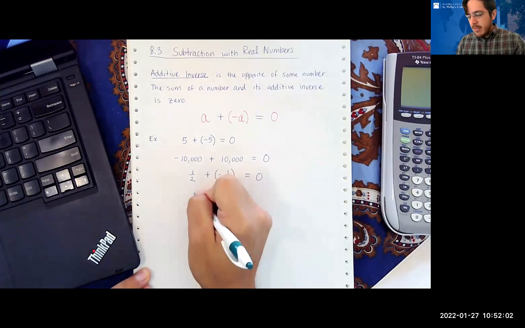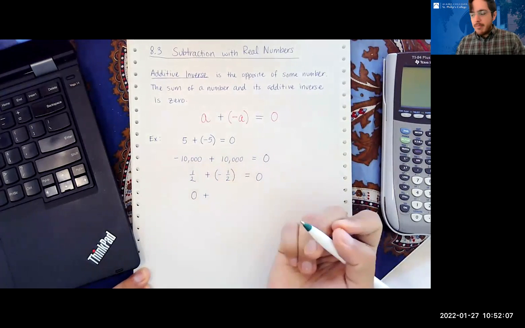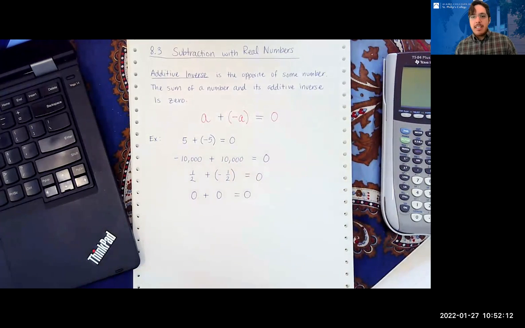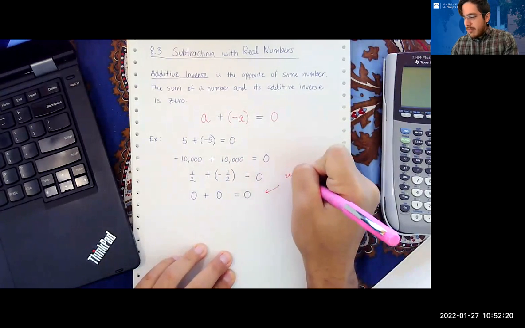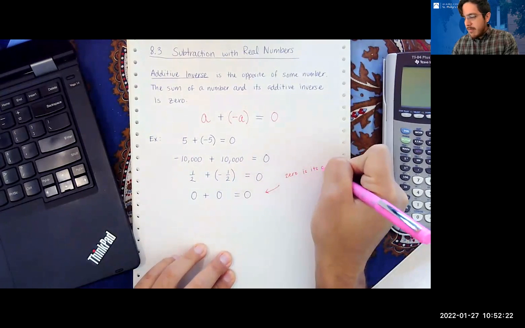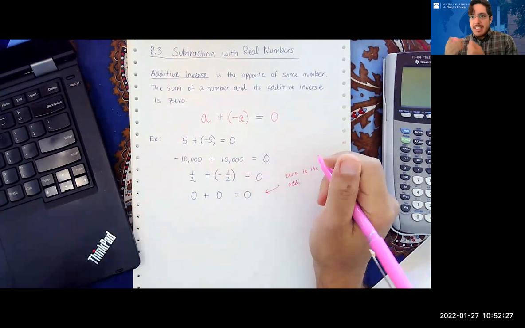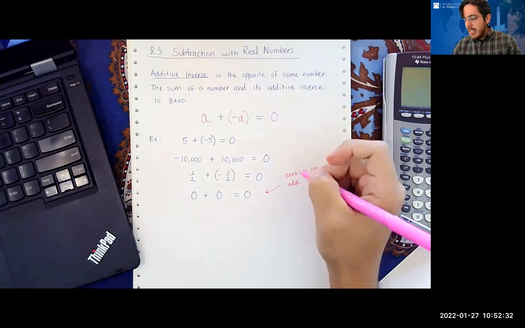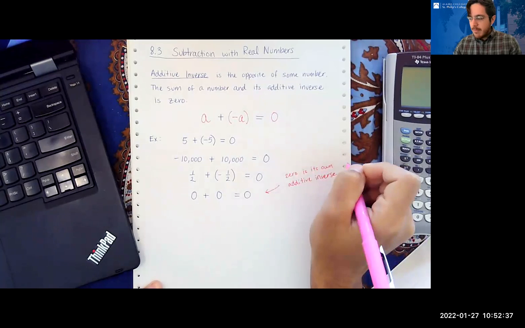Now, I will say 0 plus the opposite of 0, which is 0, is equal to 0. That should make sense. I'm just going to make a note here that 0 is its own... Which one is going to be a negative 0? There is no negative 0. So negative 0 is the same thing as 0. And so 0 is this special number that is its own additive inverse. That is its own opposite.